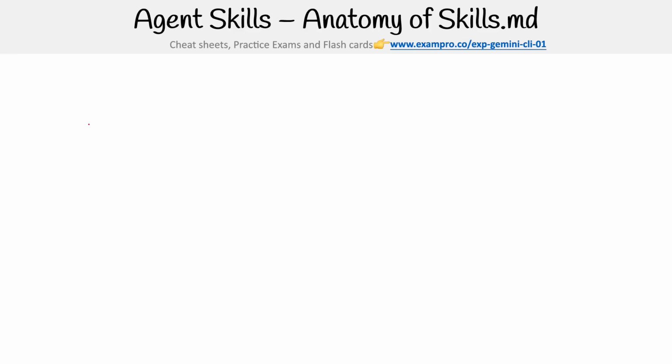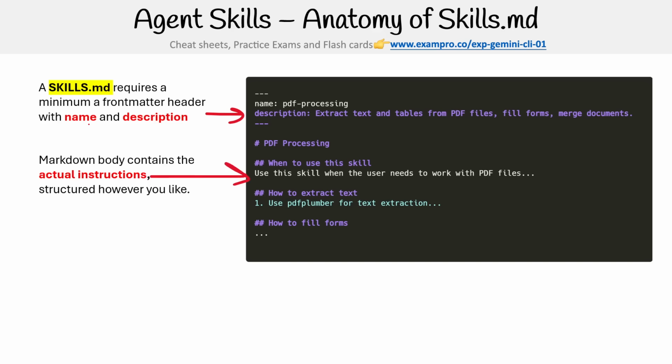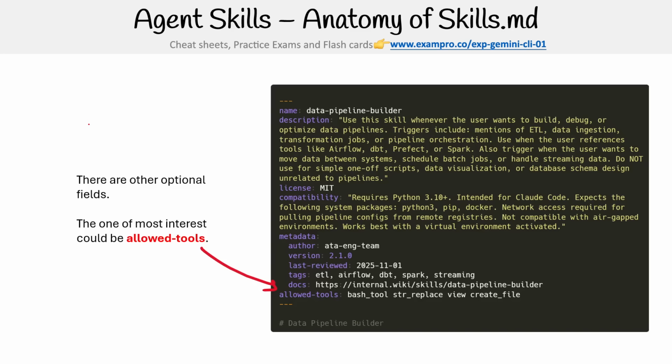Let's take a look at the anatomy of a skills MD. You have your front matter and you have to have a name and description. That's all you need to have a skill. But you probably want to have actual instructions because it'll be a lot better. The only thing you need is that skill MD. Everything else, the scripts and stuff, is optional. Something you might also want to specify is allowed tools. Here we have a lot more information: license, compatibility, metadata, but allowed tools, I think, is the one we're going to care about. But yeah, that is the most basic information about an agent skill.